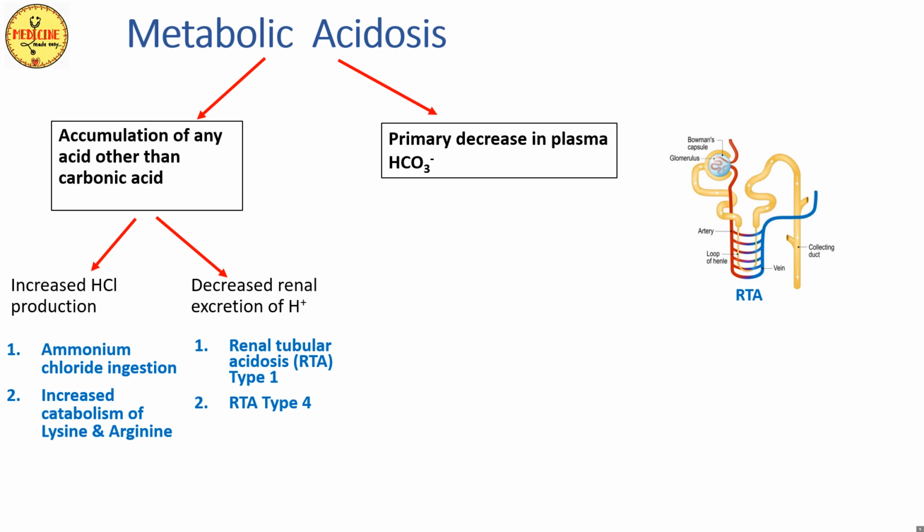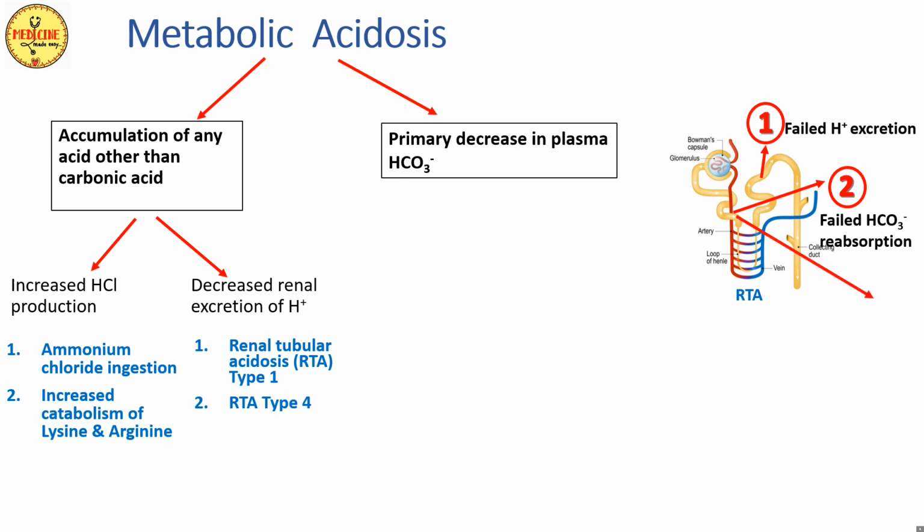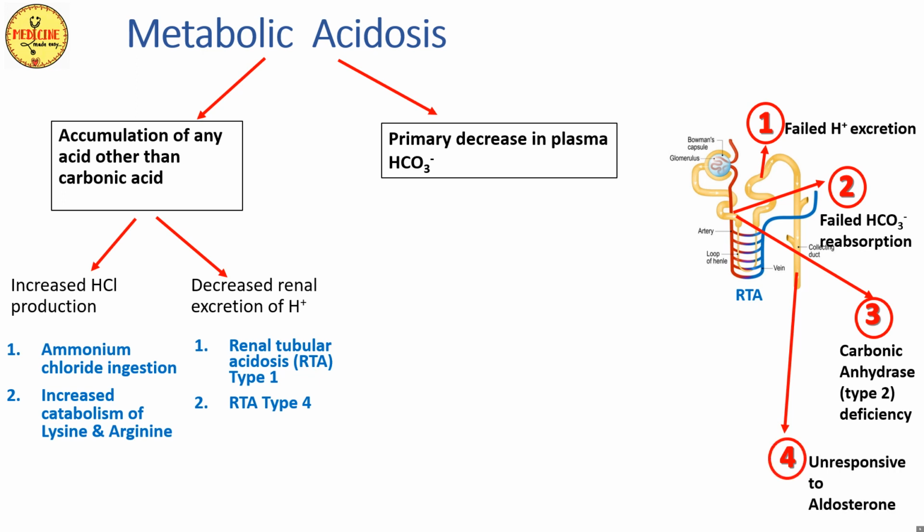Depending on the site where you have the problem, you have 4 main classes. In type 1, you have failed hydrogen ion excretion at the distal convoluted tubule. And in type 2, you have failed bicarbonate ion reabsorption mainly at the proximal convoluted tubule. Type 3 would be a deficiency in carbonic anhydrase type 2 enzyme. And in type 4, you have unresponsiveness to aldosterone. So in type 1 and 4, you have decreased renal excretion of hydrogen ions.